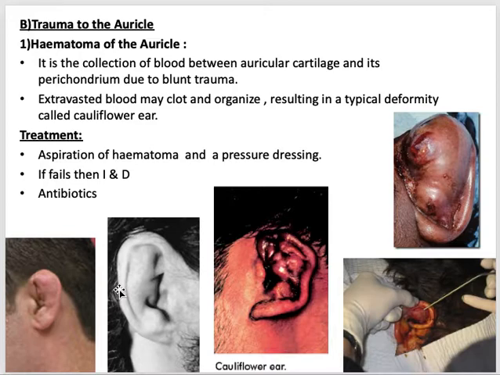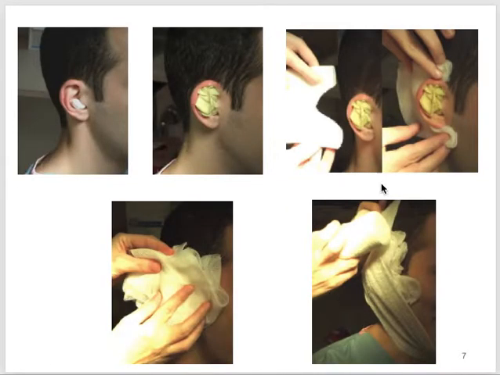So the treatment is very important, and the treatment is simply aspiration. See, they are putting this needle and they are aspirating the blood out of it. And after doing this aspiration, what they do is a pressure bandage. See, they put something like this inside and they bandage it. So they have to create the pressure, or this is called pressure dressing.